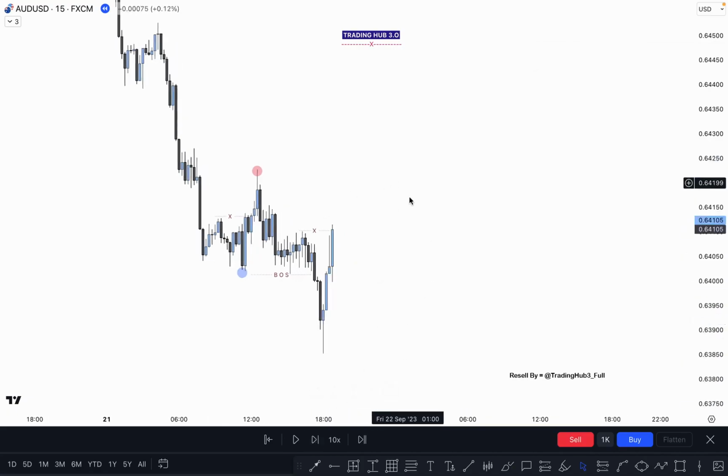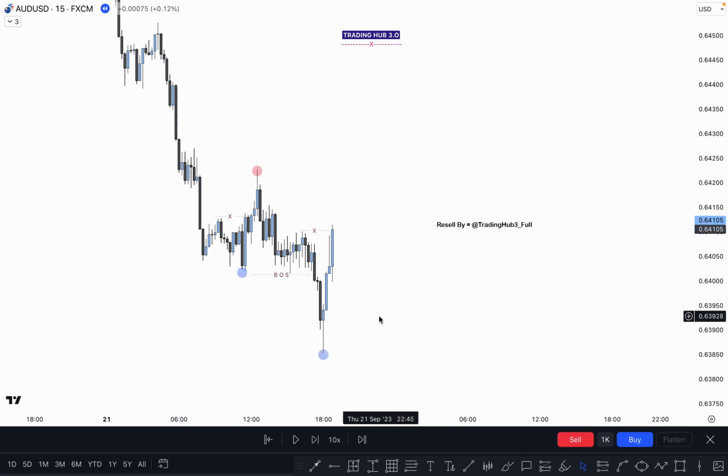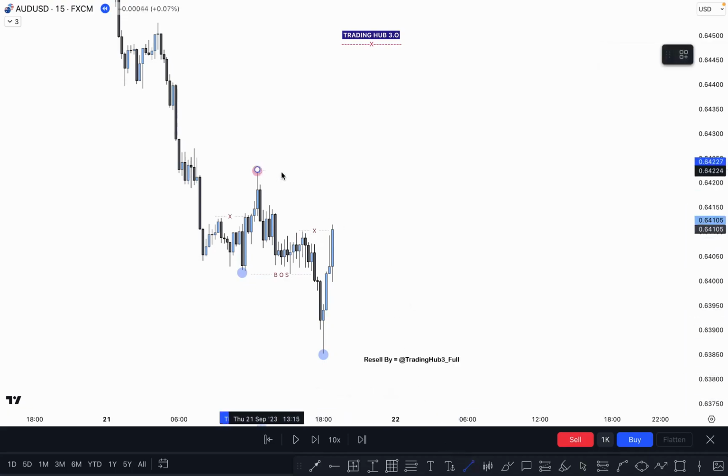The market has taken out this inducement right here. When the market takes out the inducement, we are probably looking for a sell right here. So this point becomes our lower low, because the market has taken out the inducement. If the market breaks this high and closes over it, then the market momentum that was bearish is now turning bullish.